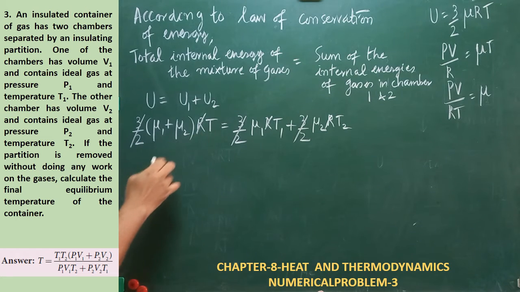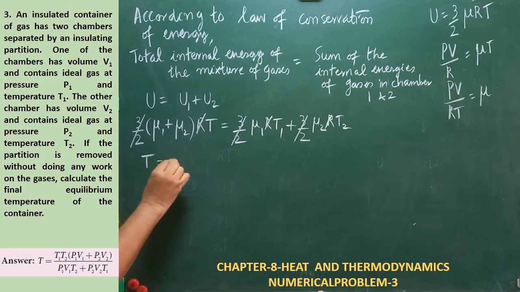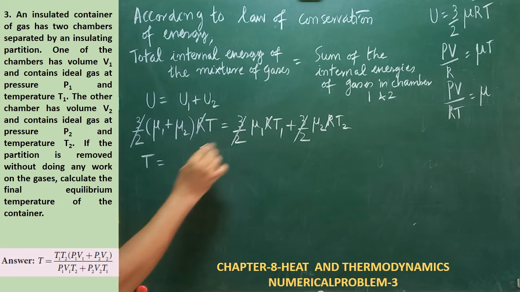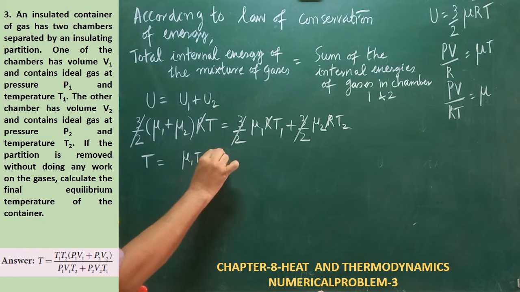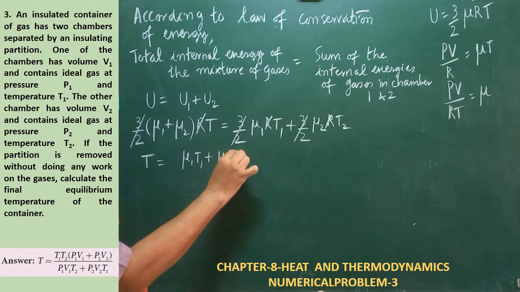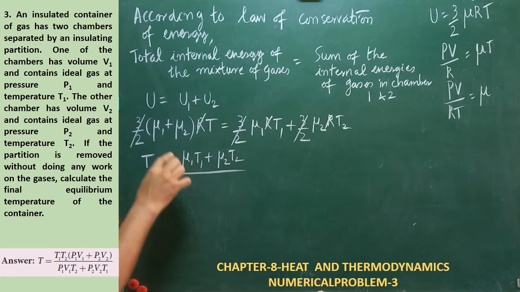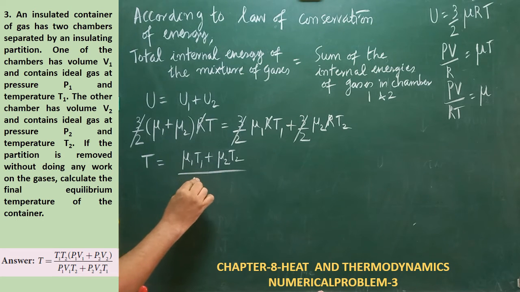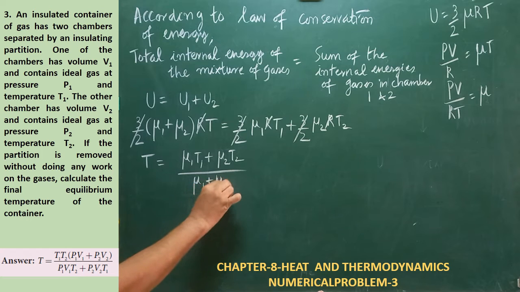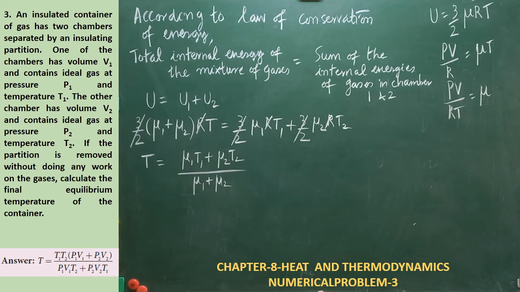So what is the remaining factor? This T, that is the needed one. T is equal to, what is the remaining? Mu 1 T1 plus mu 2 T2 whole divided by this factor, it will come down after cross multiplication: mu 1 plus mu 2 can be written.